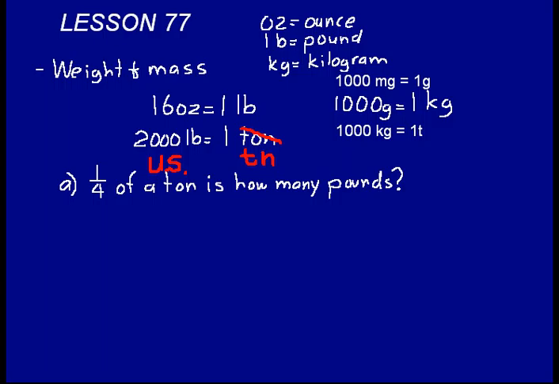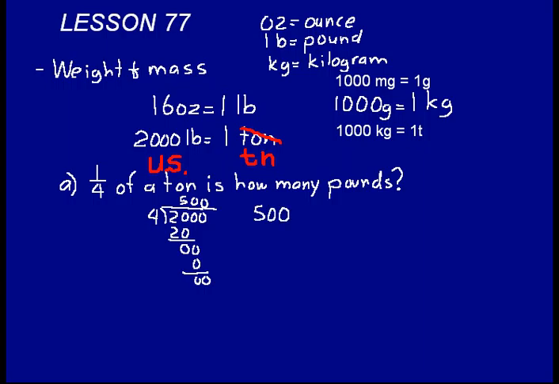So let's do this practice problem A here. It says 1/4 of a ton is how many pounds? Well, we look up there and we see our conversion that 2,000 pounds is equal to 1 ton. So for 1/4 of a ton, we'd have to divide 2,000 pounds into 4 equal parts. So let's just do a division problem. 4 goes into 20 exactly 5 times. Bring down a 0. 4 goes into that 0 times. Bring down another 0. 4 goes into that 0 times. So it would be 500.